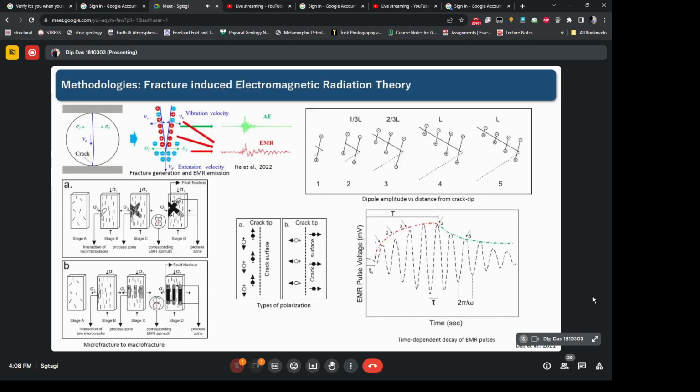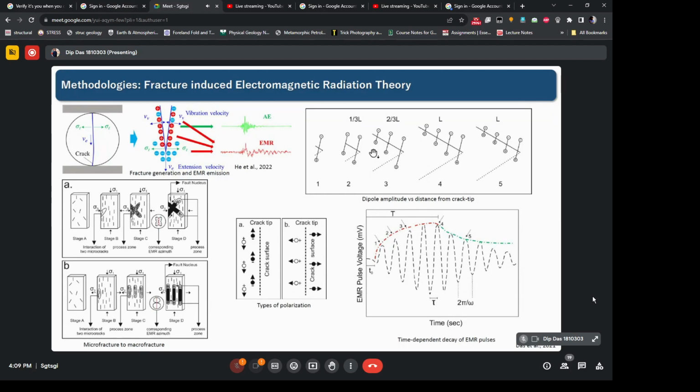Before going to that, let's talk about the methodology and how fracture induced electromagnetic radiation functions. A microfracture basically indicates separation of bonds. Due to the bond breaking, we see the separation of charges, and due to this newly created imbalance within the system, the dipole moment between the ions releases EMR pulses, and as we move farther from the crack tip, this amplitude decreases because the distance from the crack tip increases.